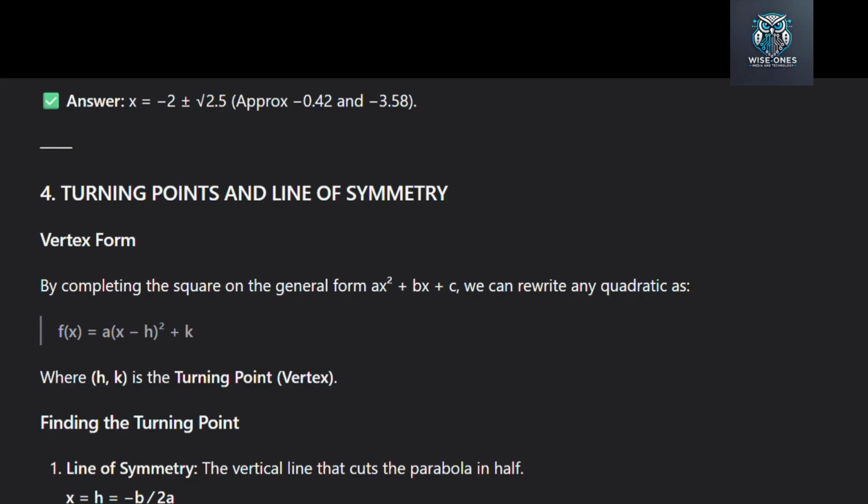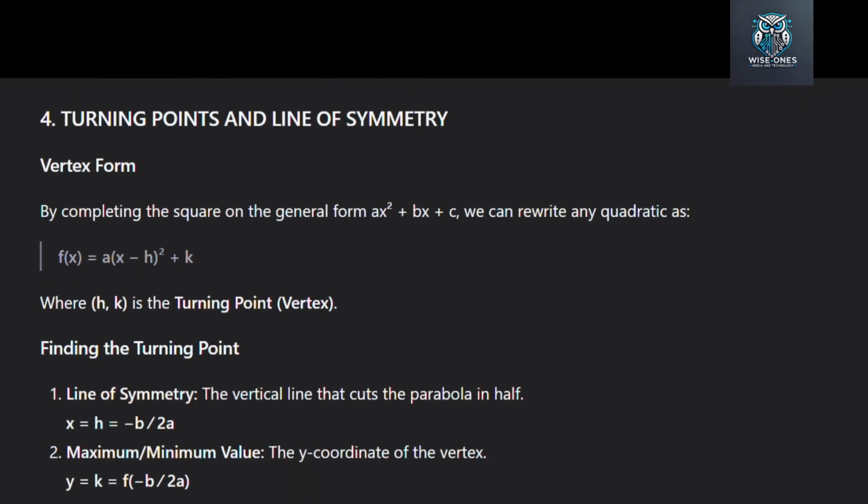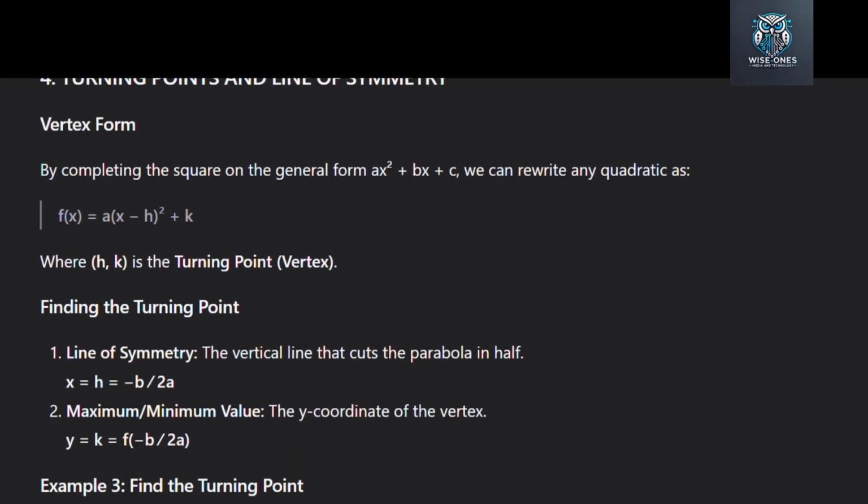Now let us move to section 4, turning points and line of symmetry. We have something called vertex form. By completing the square on the general form ax squared plus bx plus c, we can rewrite any quadratic as f of x equals a times open bracket x minus h close bracket squared plus k. Here, open bracket h, k close bracket is the turning point, also called the vertex. This is the highest or lowest point of the parabola.